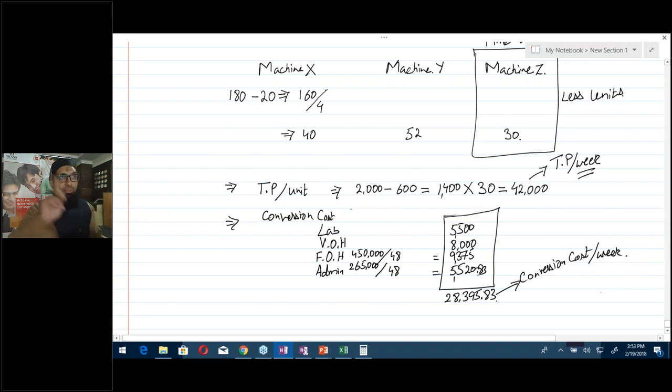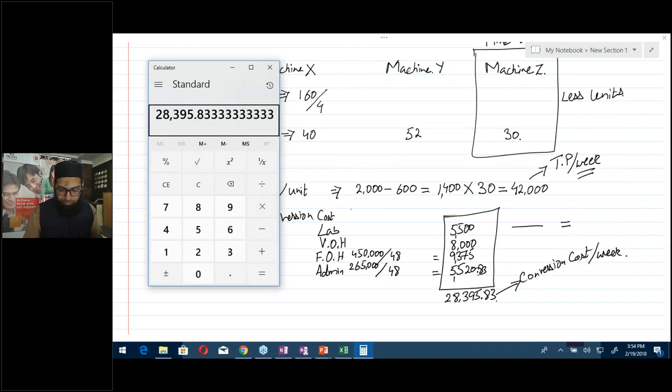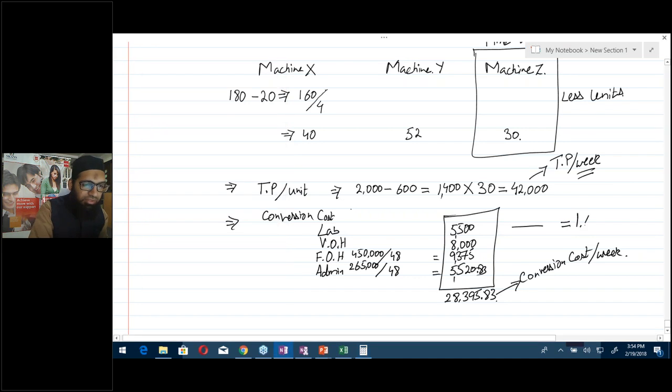Now, as both pieces of information are in per week form, if I take the ratio, that is dividing the 42,000 by 28395.83, the answer will be 1.69. So 1.69 will be my throughput accounting ratio.